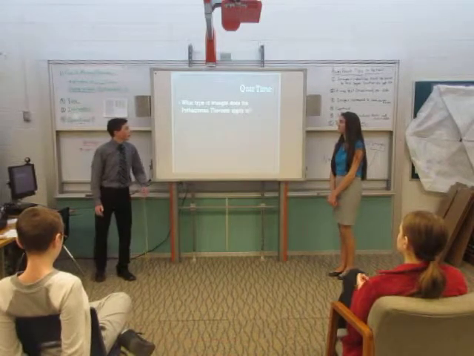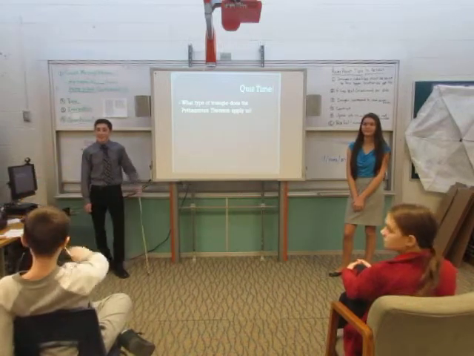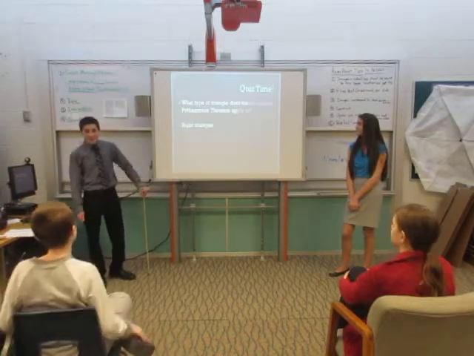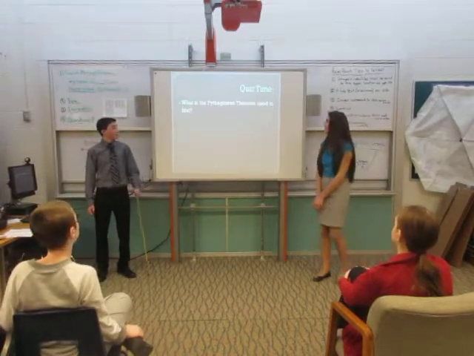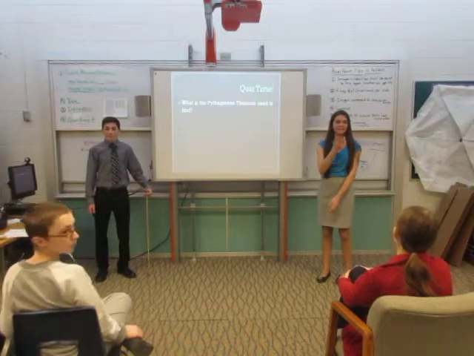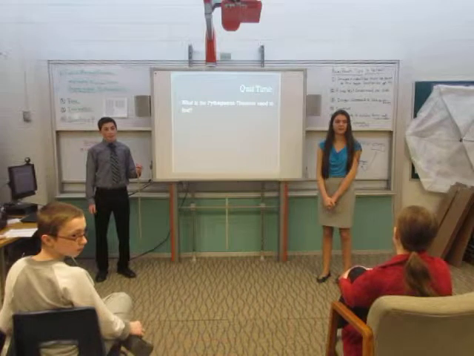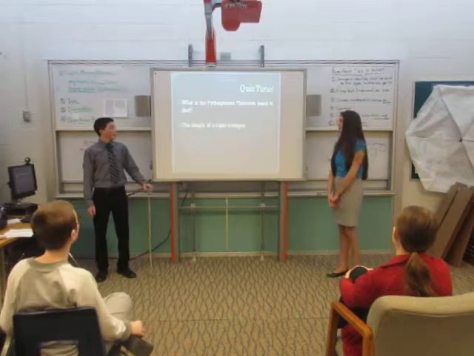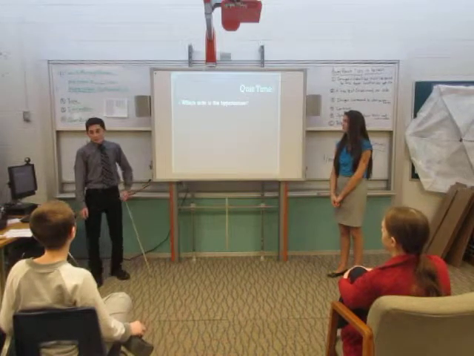Time for a quiz. What type of triangle does the Pythagorean theorem apply to? So Lisa. A right triangle. Good job, correct. Now, what is the Pythagorean theorem used to find? A missing side length or the hypotenuse. The length of a right triangle's side, yes. Which side is the hypotenuse of this triangle?